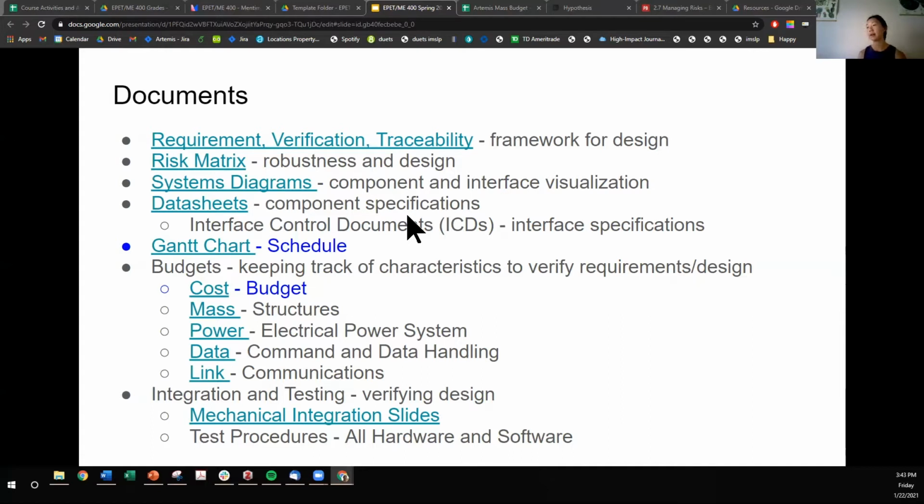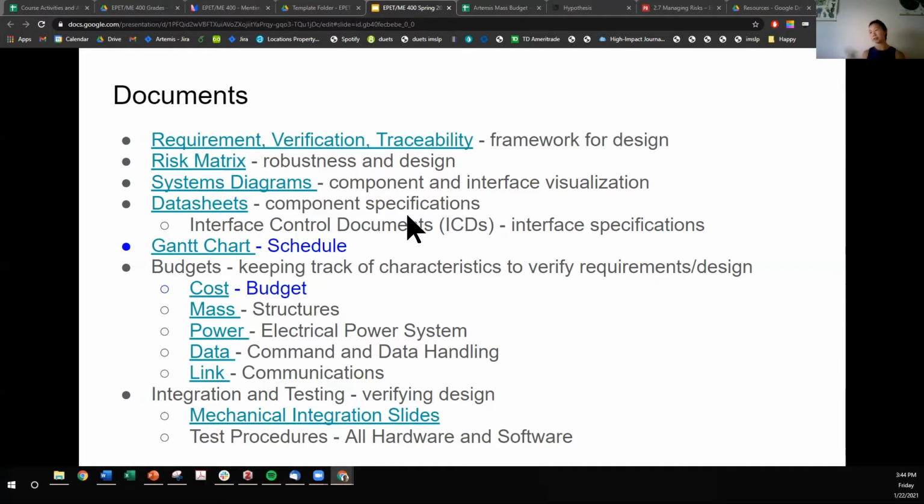So the mass budget is controlled by the structures lead. The power budget is controlled by the electrical power system lead. The data budget is controlled by the command and data handling lead. And then the link budget is controlled by the communications lead. So those are documents that are required during the design process.